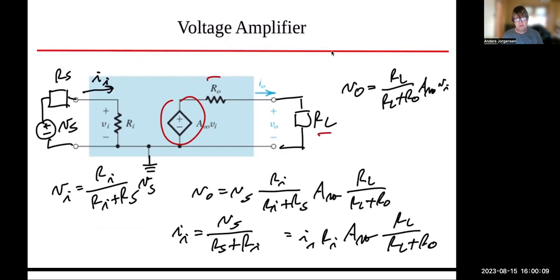You can say, well, I'm not really interested in Vo. I'm interested in what is Io, and you can go and do that calculation. So just because something is called a voltage amplifier doesn't mean that there isn't also, of course, current on the input and on the output.